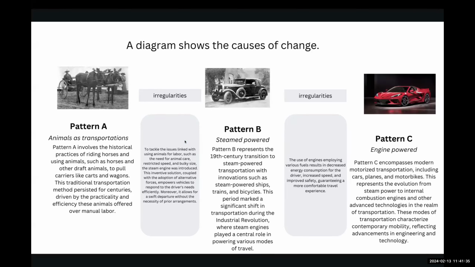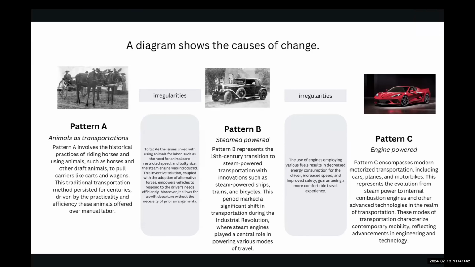Okay. Pattern A is animal labor, such as riding horses or using animals to pull carriers like carts and wagons. This traditional transport method persisted for a century, driven by practicality and efficiency. But the issue is the amount of money you need to take care of the animal, the restricted speed, and the bulky size of the carts.